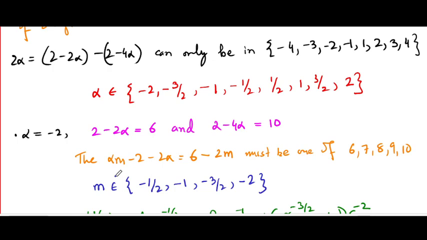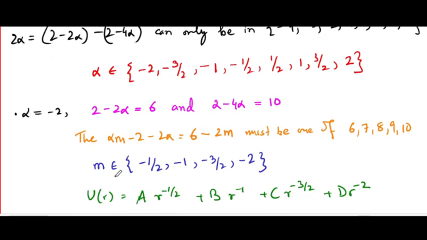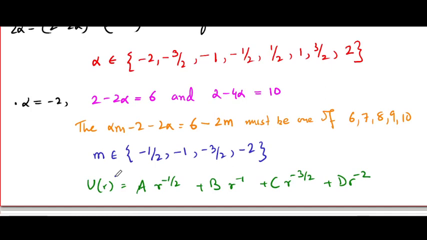Note that not only will these powers individually give you solutions in terms of elliptic integrals, any combination of them will also give you a solution which will involve an elliptic integral. So, a potential of the form a r to the -1/2 plus b r to the -1 plus c r to the -3/2 plus d r to the -2 will provide us an analytic solution in terms of elliptic integrals.